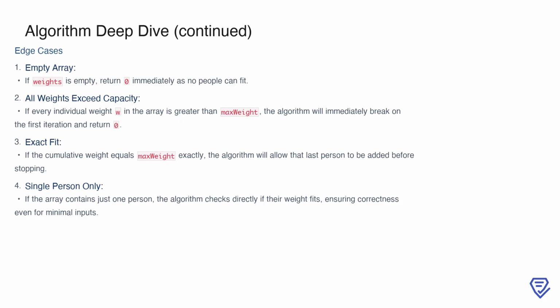Another scenario to consider is when the cumulative weight exactly matches the maximum capacity. In this case, the algorithm will allow the last person to enter before stopping. Finally, for an array with only one person, the algorithm simply checks whether their weight fits within the capacity, which ensures correctness even for the smallest possible input. These considerations ensure the algorithm handles all possible inputs robustly and reliably.